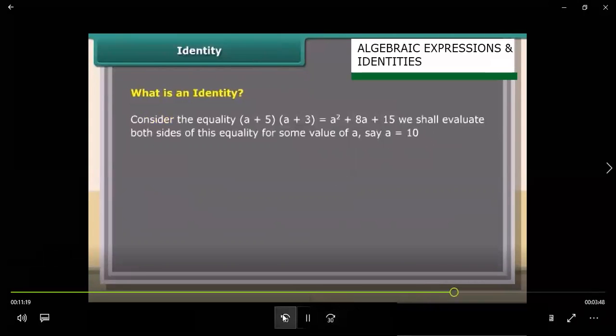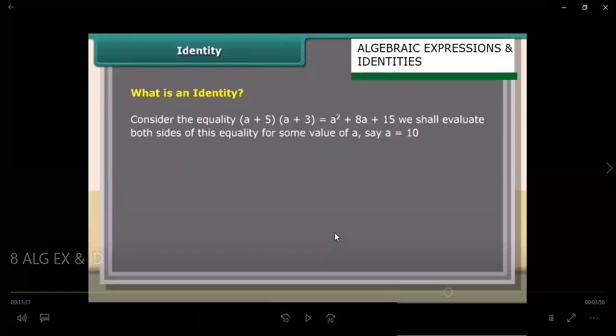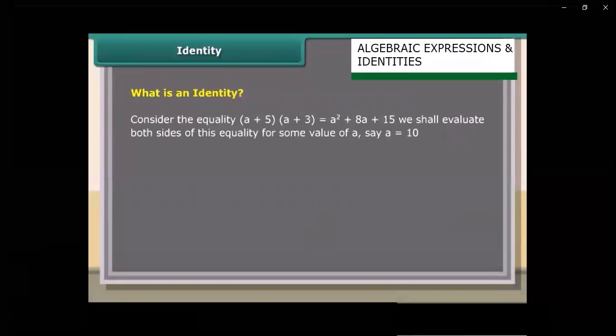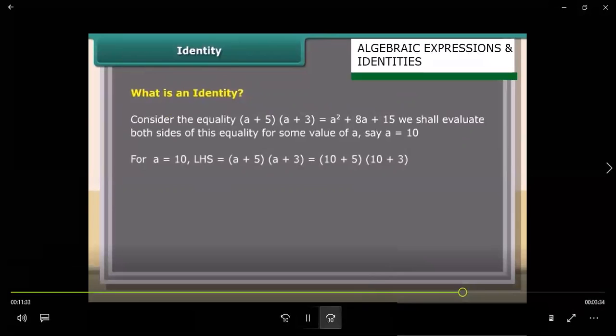In our next session, we'll continue with identities, and what basically an identity is. Consider the equality a plus 5 into a plus 3 equals a square plus 8a plus 15. We shall evaluate both sides of the equality for some value of a. For example, let's say a equals 10. If the left hand side equals the right hand side, then the above equation is said to be an identity. So we can define it like that.